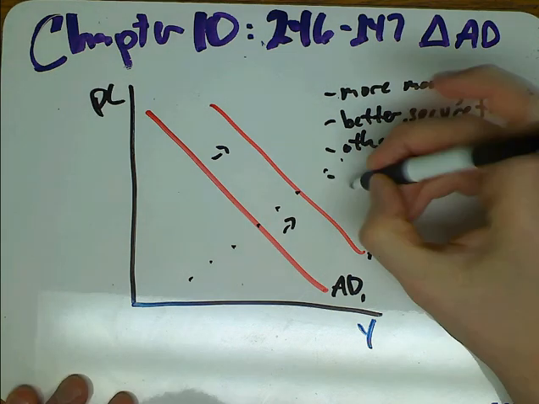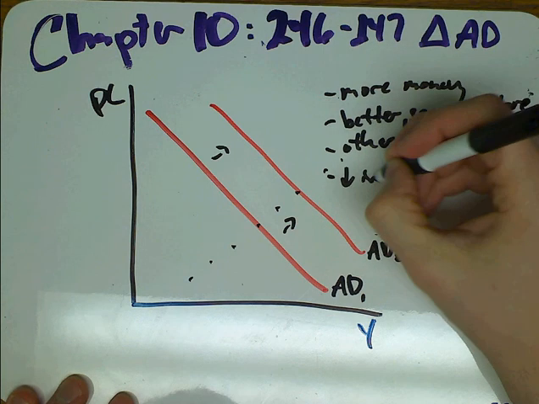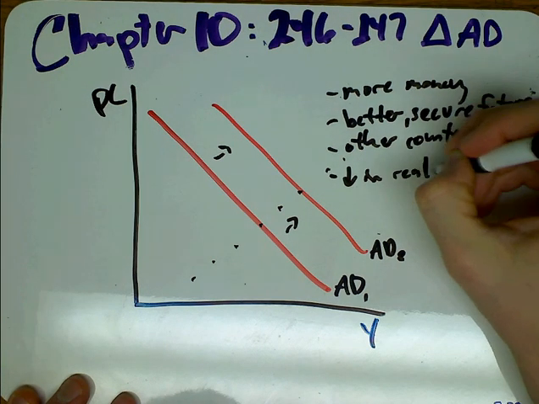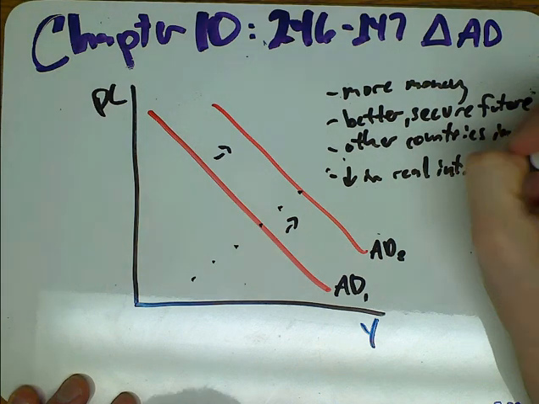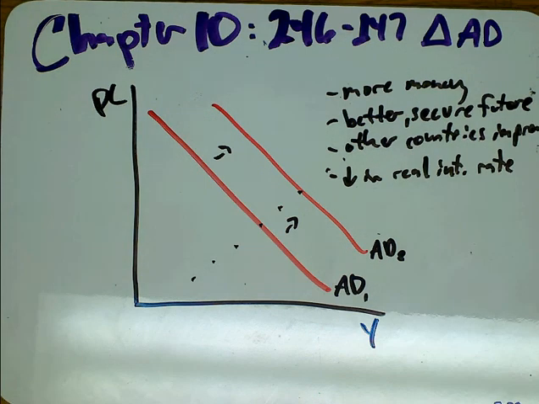If there is a decrease in the real interest rate, people will demand more goods because it will be cheaper for them to borrow money, because if there's a reduction in the real interest rate, their monthly payments are less.